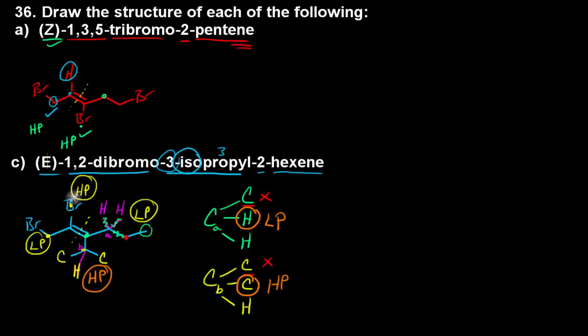Okay, so do we have an E configuration? The answer is, if we have an E configuration, the highest priorities will be on opposite ends of the alkene. And indeed, we do have the highest priorities up top and down below. They're on opposite sides of the alkene, and so these are going to be in an E configuration versus a Z configuration. Again, not too terribly difficult. It just takes a little bit of getting used to, and you have to be really rigorous about each step. So that's question 36.